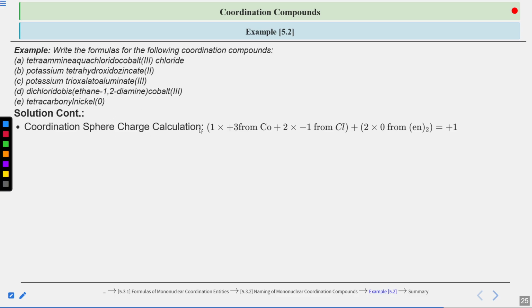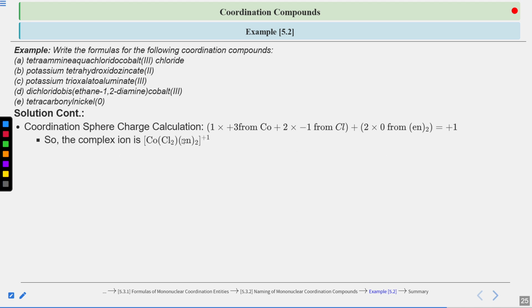Now the coordination sphere charge calculation. So +3 will come from cobalt, 2 times -1 comes from the chlorine. Okay, because 2 chlorines are present, each carrying -1 charge, so 2 times -1, plus en is a neutral molecule, so 2 times 0 from the (en)2. When you add them, plus 3 minus 2 will be plus 1. The charge is coming out as plus 1 for the complex coordination sphere.